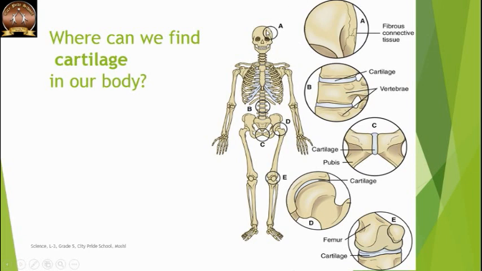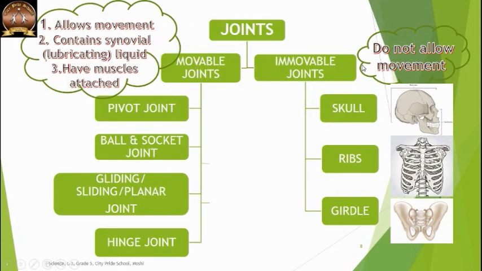The joints at the skull do not allow any movement because these joints are made up of fibrous connective tissue and not cartilage, and these joints are called sutures. The joints of the human body may be divided into movable joints or immovable joints based on the range of motion that they allow the bones attached to them. Immovable joints are the skull, the ribs, and the girdle. The movable joints of the body allow movement to the bones attached to them.